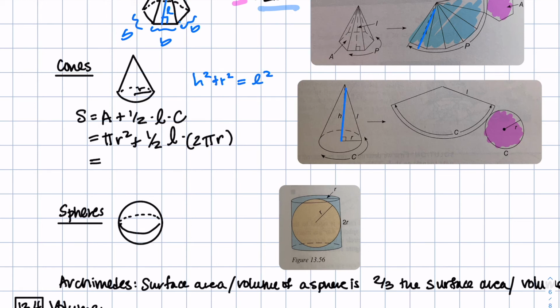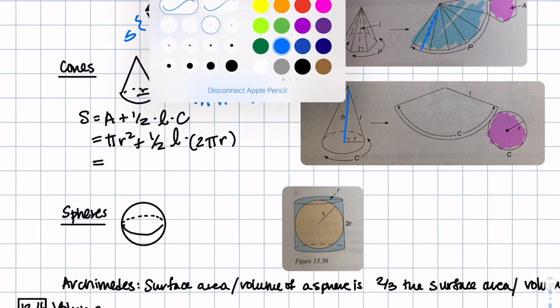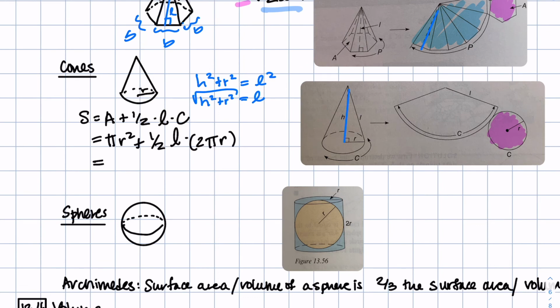And so if I solve for L, it's just the square root of h squared plus r squared. So we can get this in terms of the radius as well and just the height of the cone. Of course, it kind of matters what you have, but this is a nice version of this formula as well. So this is 1/2 times the square root of h squared plus r squared, times 2 pi r.